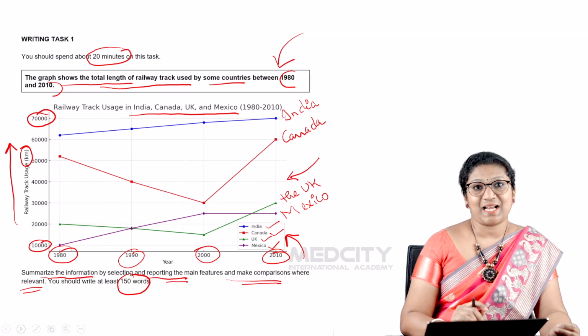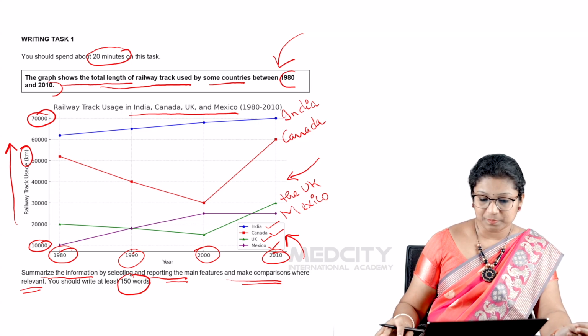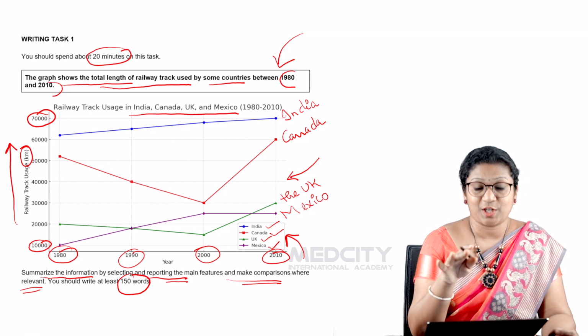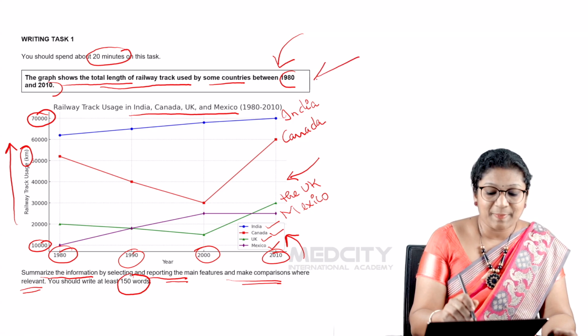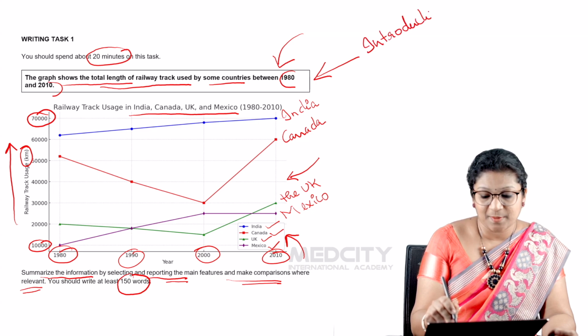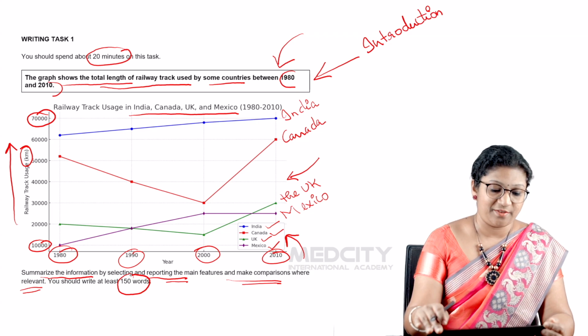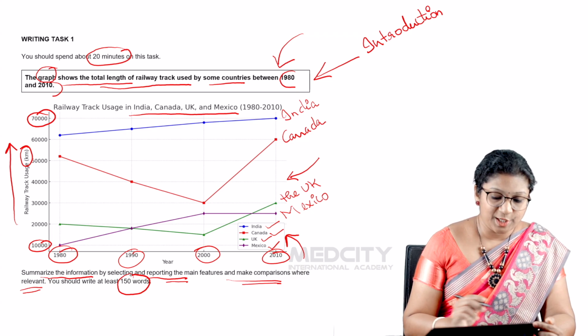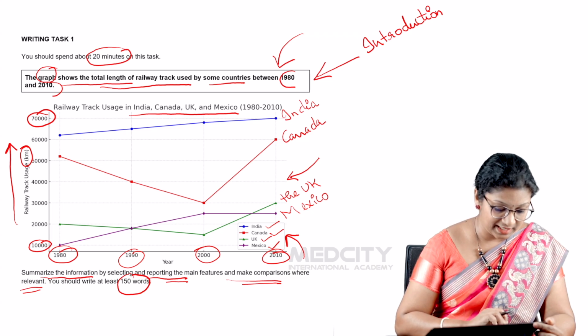Now let's understand how to describe this further. First off, we need to be very clear with the structure to be used, and we know that we paraphrase this question to frame the introduction. So we just need to reword this and it becomes our introduction. To reword this, we need to identify the keywords here. The graph, that's a keyword. Now instead of graph, what else can you write?